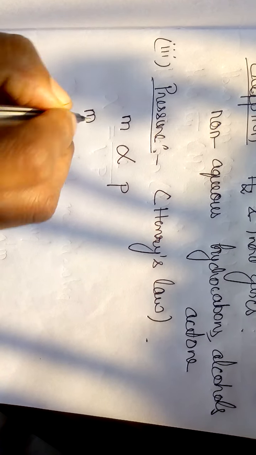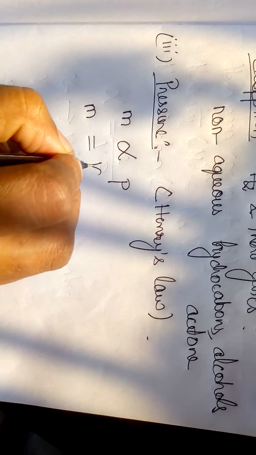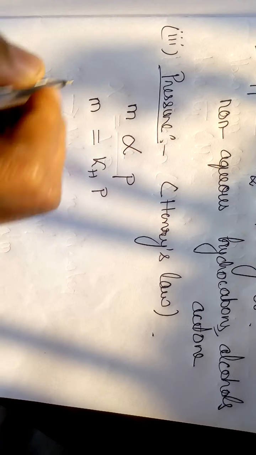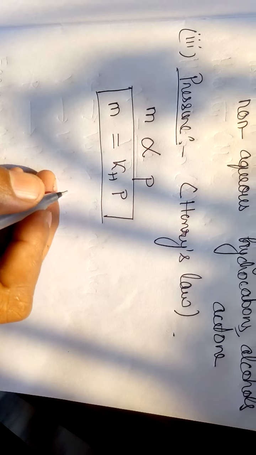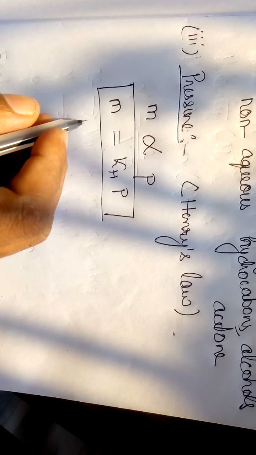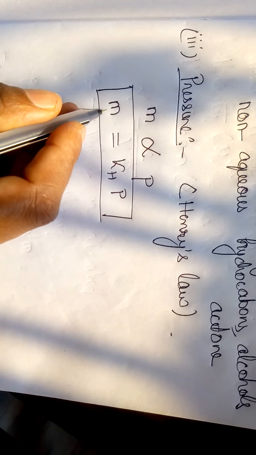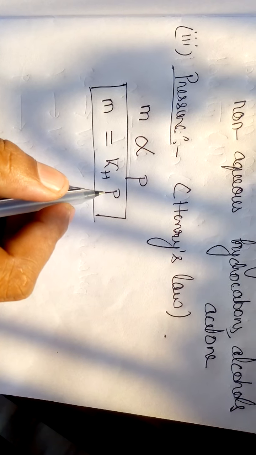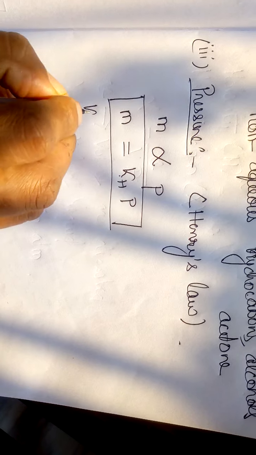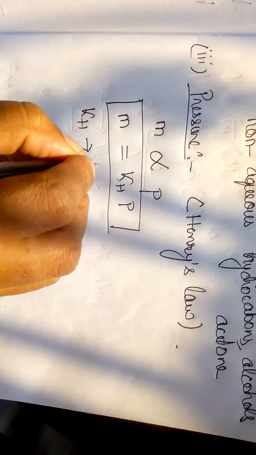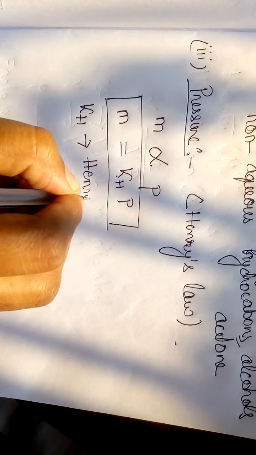Or we can write m is equal to Kh into P, where small m is the mass of the gas dissolved in a unit volume of the solvent, P is the pressure of the gas in equilibrium with the solvent, Kh is the Henry's law constant.